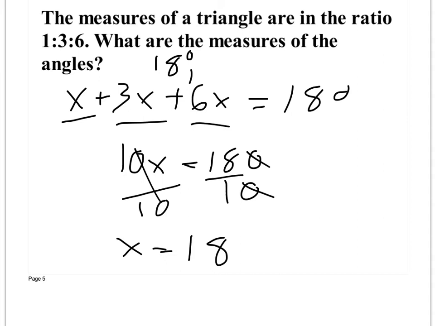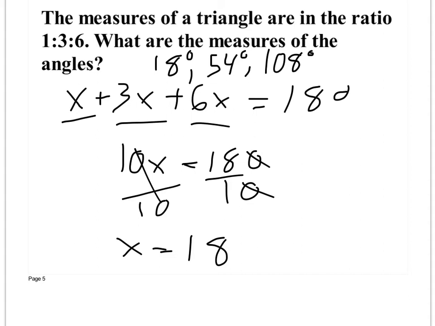Someone raise your hand and tell me how I get angle B. Gracie? 18 times 3. Good. Which was what? 54. And then I would take 18 times 6. Which is what? 108. It's 108, if I remember right. Let's check.